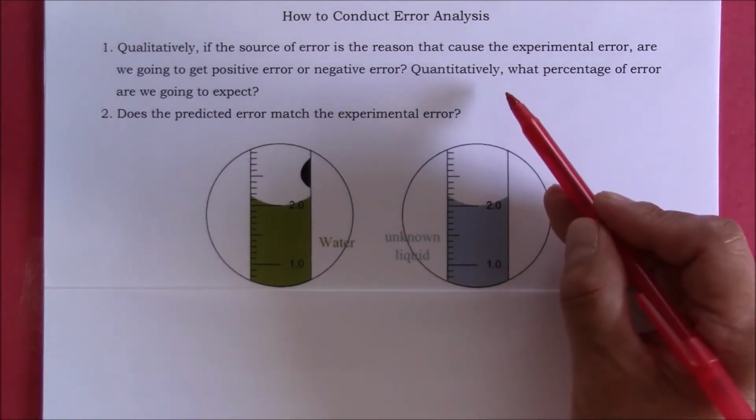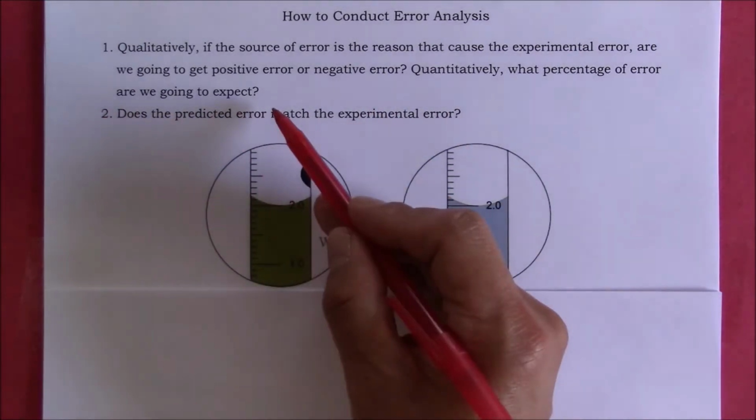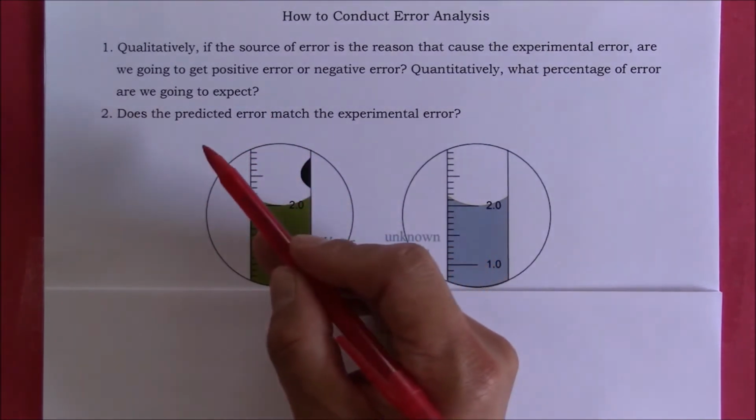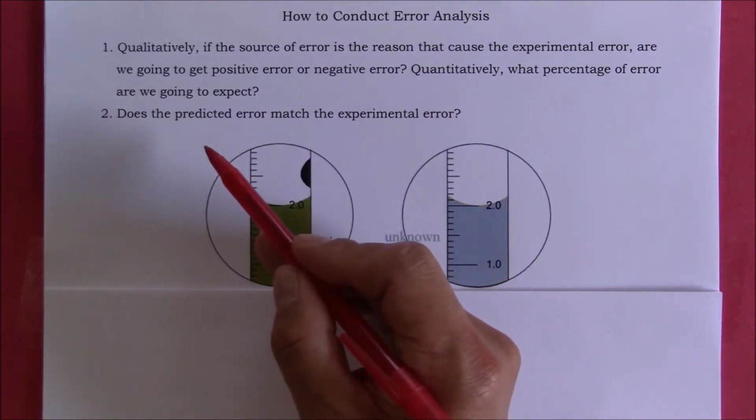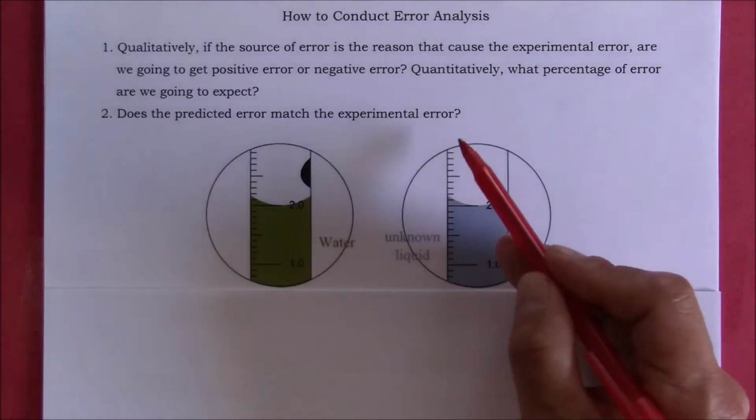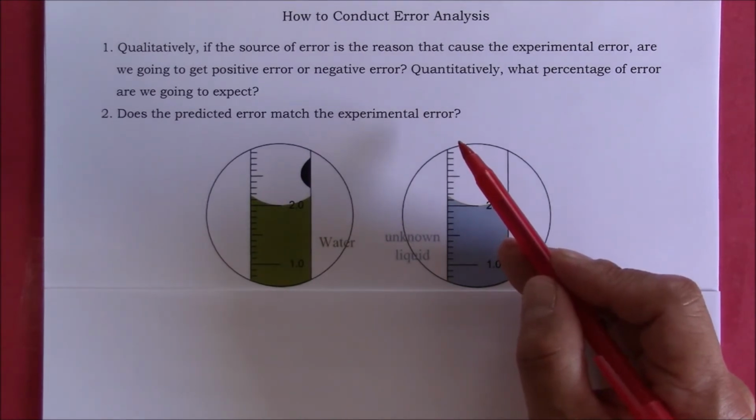Quantitatively, what percentage of error are we going to expect? Then, does the expected percentage error match the observed experimental error? If it does, yes, this is the possible source of error. Otherwise, we have to look for different sources of error.